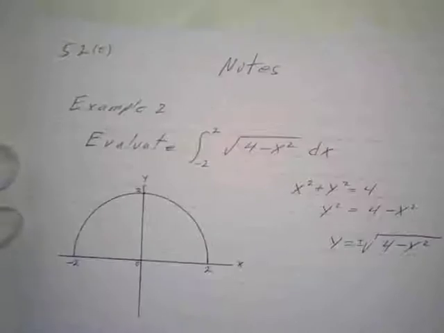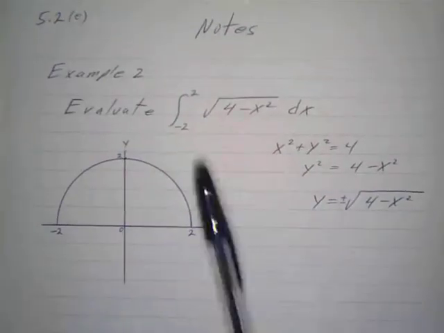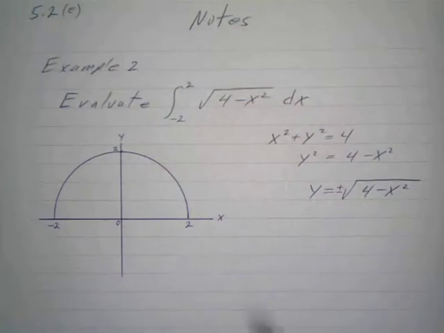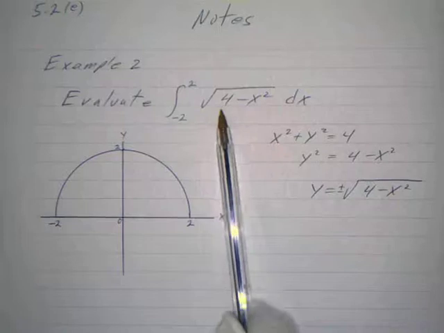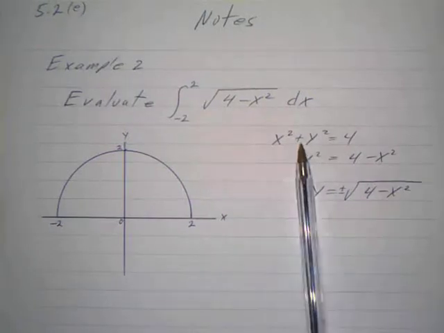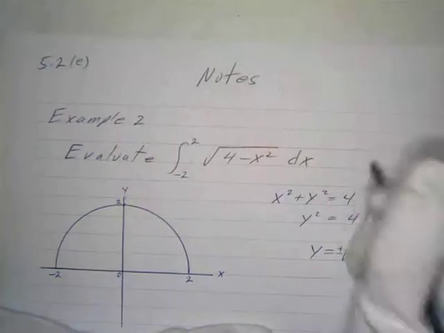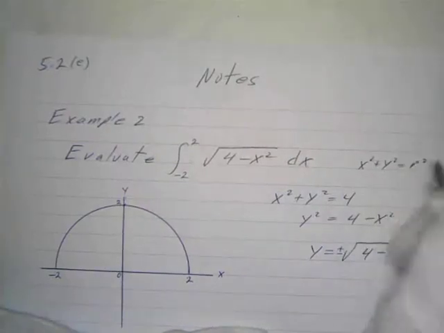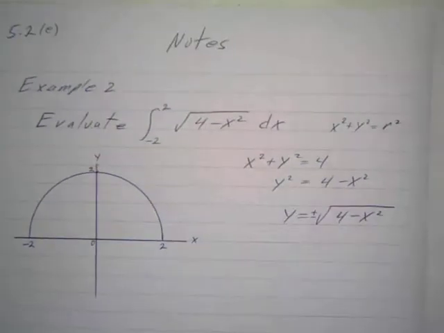This was one that was in the book. And we want to evaluate this integral from -2 to +2 of the square root of 4 minus x squared dx. Now again, we should be starting to be more familiar with this: if we take x squared plus y squared equals 4, this is the same thing as x squared plus y squared equals r squared, which is the general form for the graph of a circle.